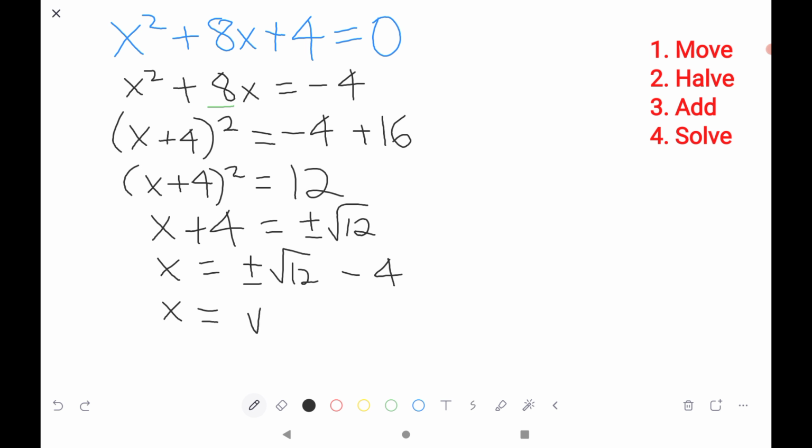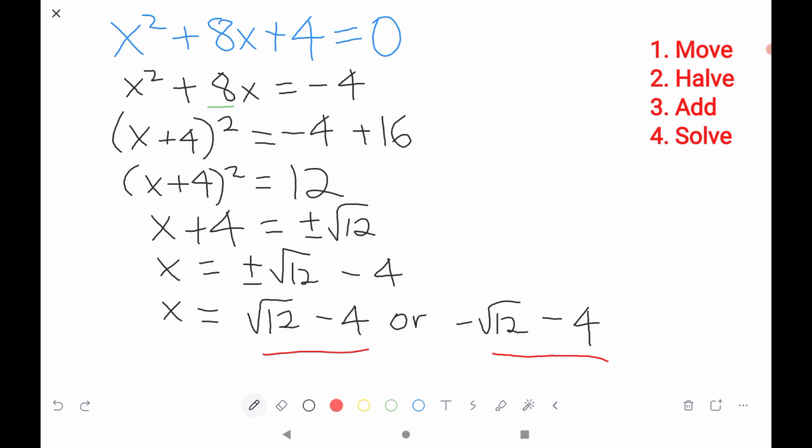So I'm just going to write out the two solutions separately. So those are our two solutions. If you wanted to, you could write them out as decimals and round them, but I'm going to leave them as they are.